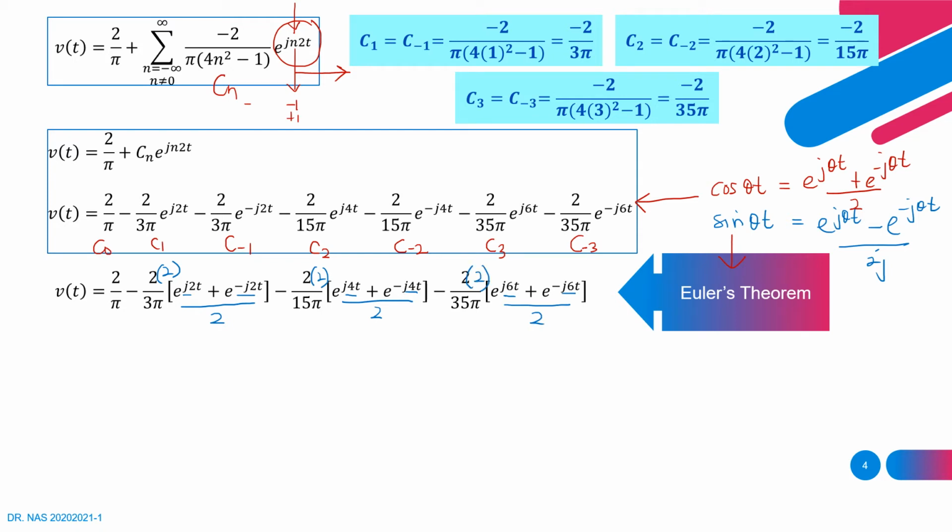Now finalize your equation. So you have your Vt equal to 2 over pi, plus 4 over 3 pi cos 2t, minus the second harmonics and minus the third harmonics. You can also convert this negative into positive by having a positive pi phase shift.